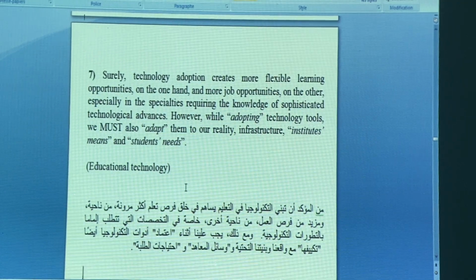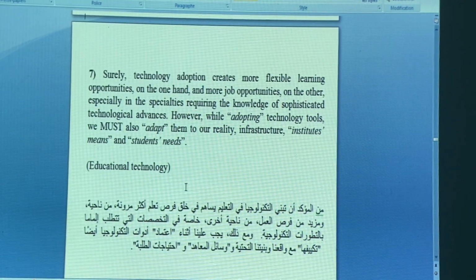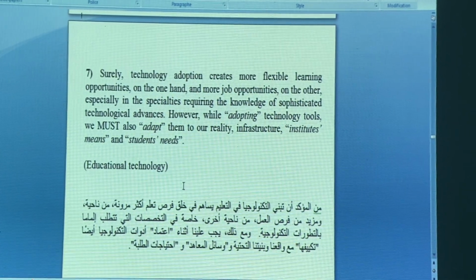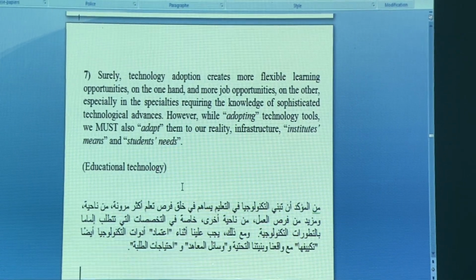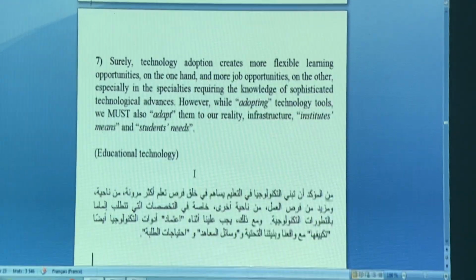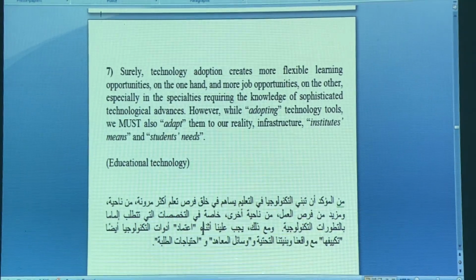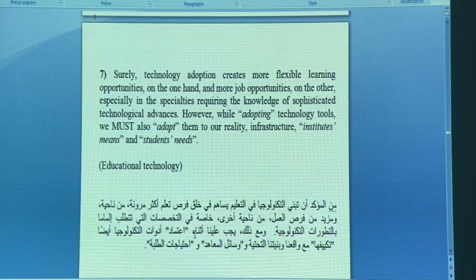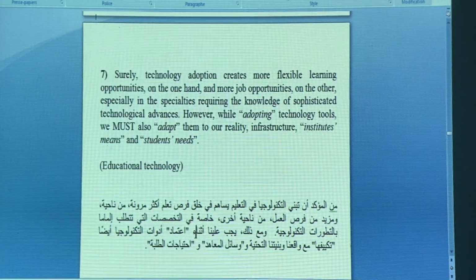Here the text is not dealing with any type of technology. The text here is dealing with educational technology, the type of technology which is used in education. So when I ask you what is the context, you have to read the text and think carefully before putting down the answer.